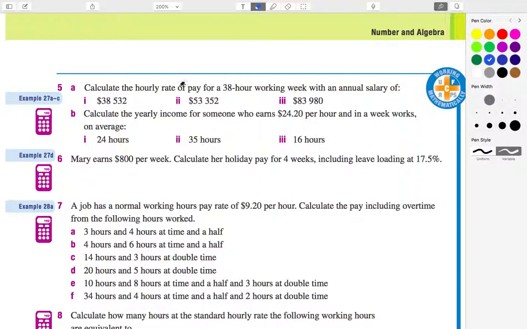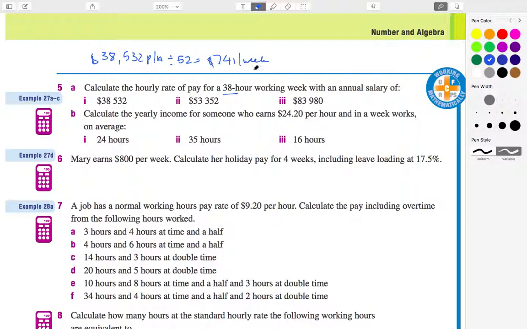So looking at question 5, calculate the hourly rate of pay for a 38-hour working week with an annual salary of these amounts, right? So I'll do one, and then the other ones are pretty much the same. So you have $38,532, and that's per annum. So we want to find how much it is per week. We divide it by 52. So get your calculator out and do 38,532 divided by 52. So we'll get $741, and that's per week.